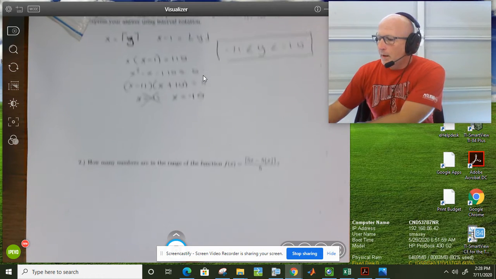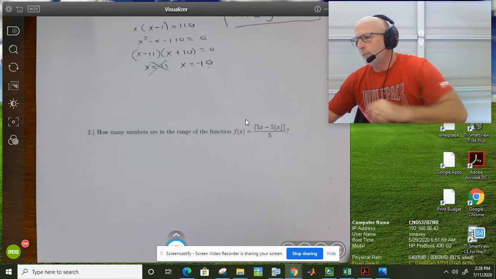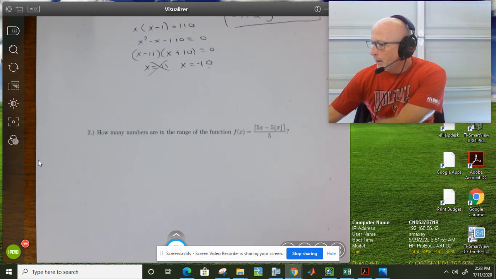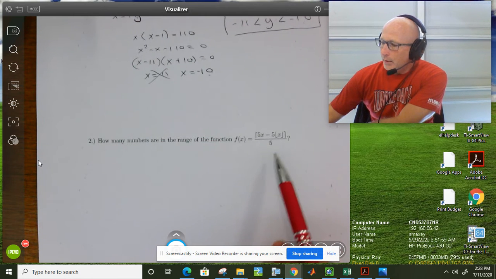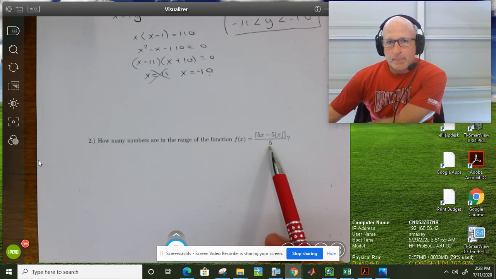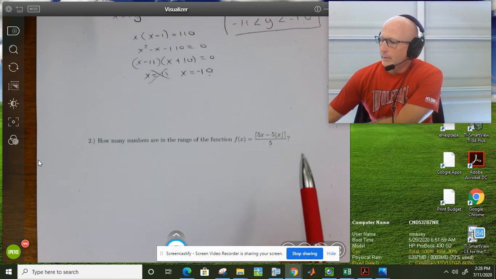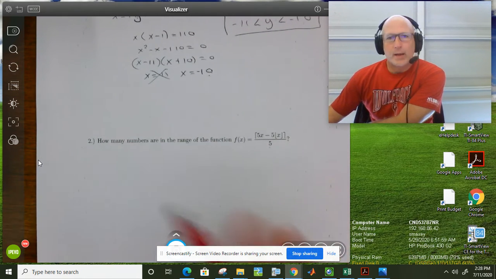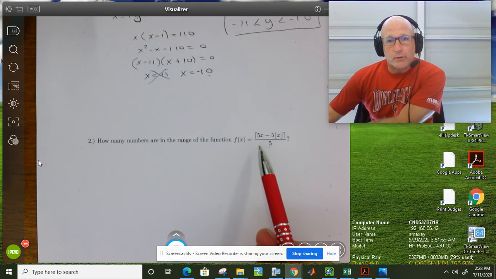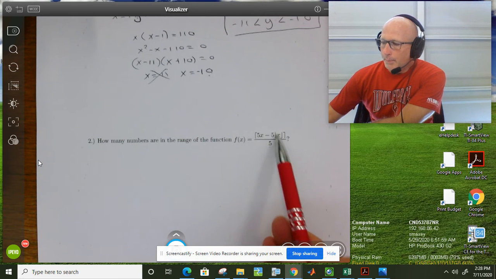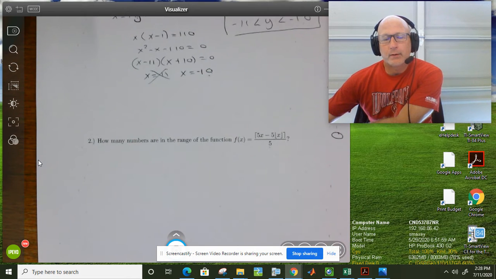Okay, next one. How many numbers are in the range of this function? So range, what does that mean? Range means what values are you going to get out. Let's take a look here, and hopefully we can agree that this 5 is insignificant. It just divides it all by 5, whatever the value is going to be, or at least for right now; we'll deal with it in a second. If the x values are integers, then the top will always be 0. So in other words, 0 is one of my possibilities.